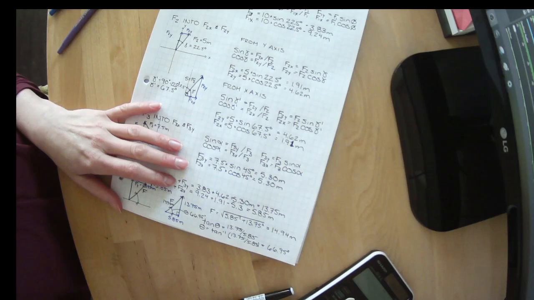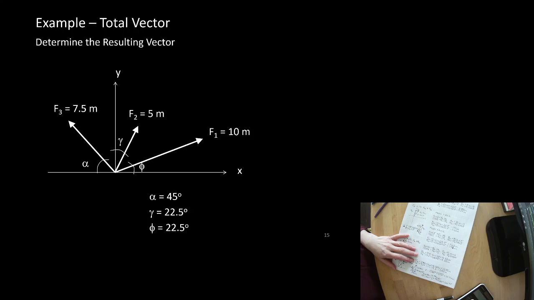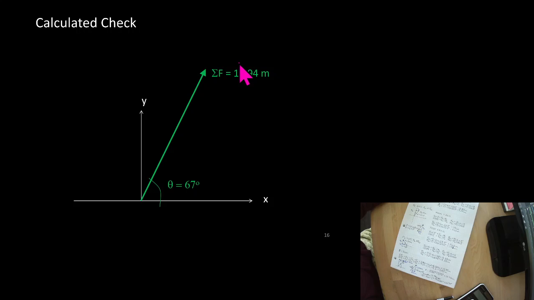So we're able to start with three vectors, break them down into their x and y components, sum those up because it's a lot easier to sum them up when they're in the same direction, and then we can use right angle triangles again to figure out the sum of the x and y components. So here it is drawn roughly to scale. And here it is worked out again if you want to go back and look through it.